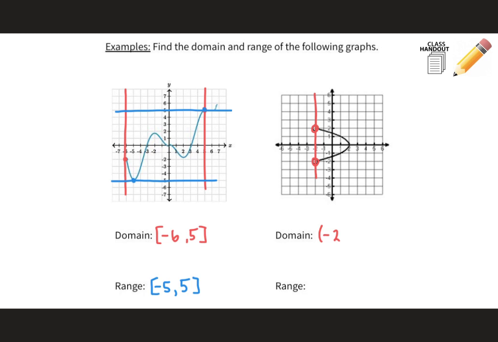Okay, and the furthest right my graph goes is right here. It does hit my graph at 2. So we are going to use a bracket for that one. And then range, we're going to look at how low does my graph go.